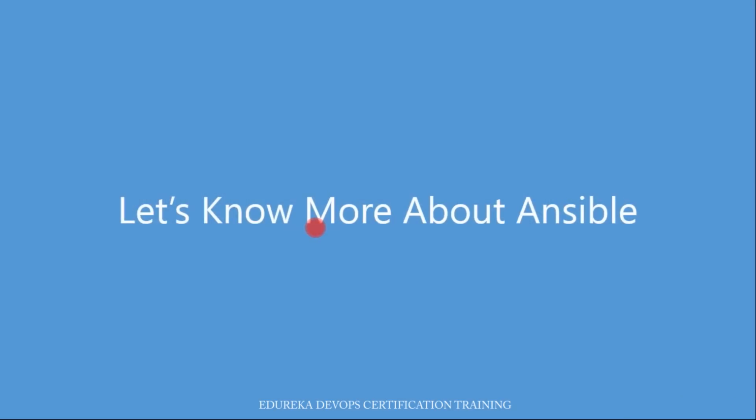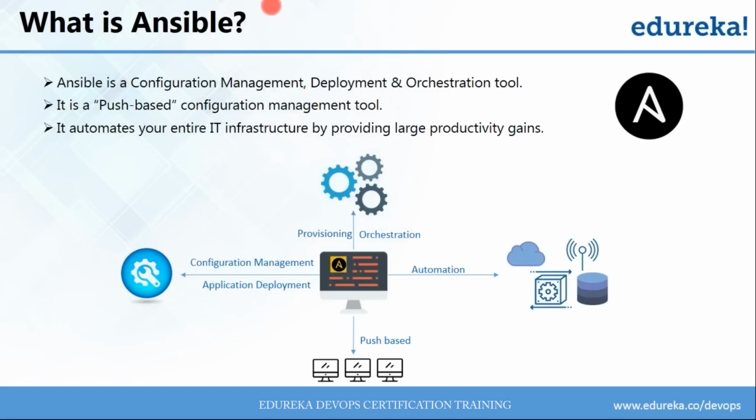So now let's know more about Ansible. Ansible is a configuration management tool that can be used for provisioning, orchestration, application deployment, and automation, and it's a push-based configuration management tool like I told you. What it does is that it automates your entire IT infrastructure and gives you large productivity gains. And it can automate pretty much anything. It can automate your cloud, your networks, your servers, and all your IT processes.